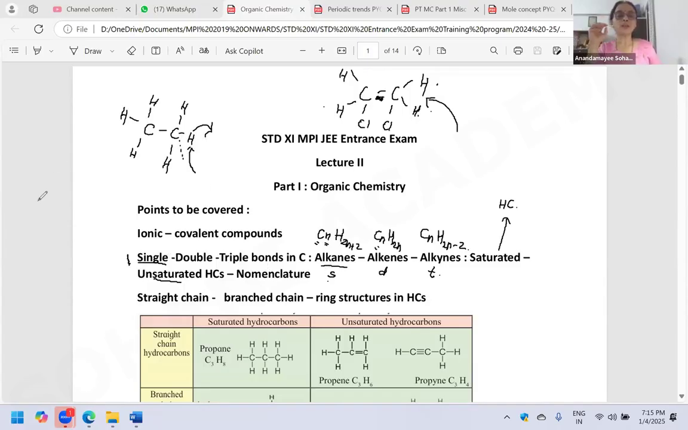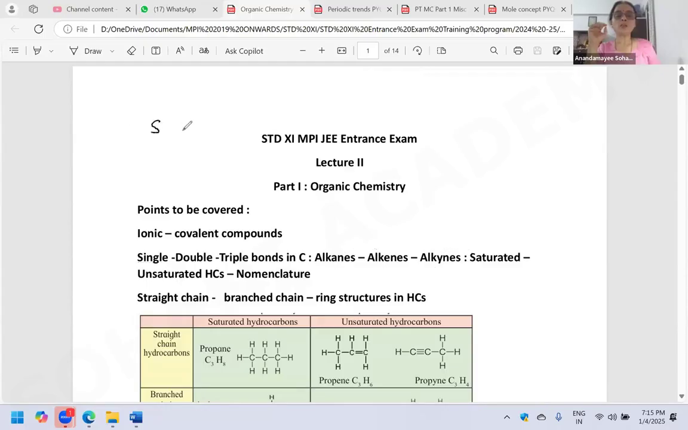Saturated pure hydrocarbon. Matlab kya? All single bonds and only hydrogen and carbon. Unsaturated pure hydrocarbon means at least one double bond, triple bond, and all remaining are hydrogen. And all single bonds, but some other elements besides CH, it is a saturated derived hydrocarbon or substituted hydrocarbon. And if it has some other element besides hydrogen and carbon and at least one double bond or triple bond, it is unsaturated substituted hydrocarbon. Is the name clear?